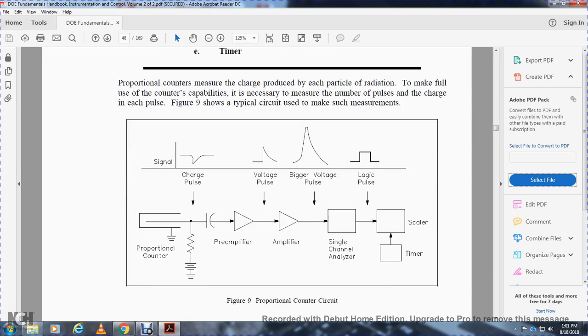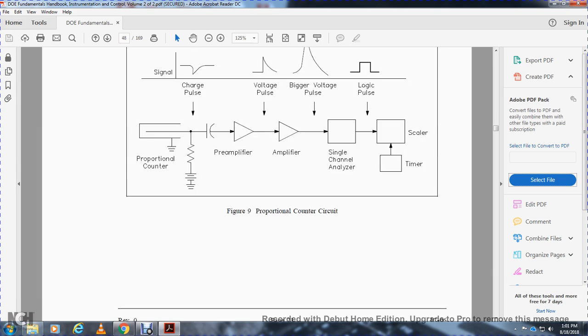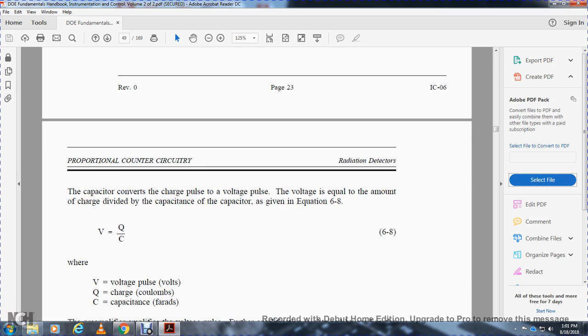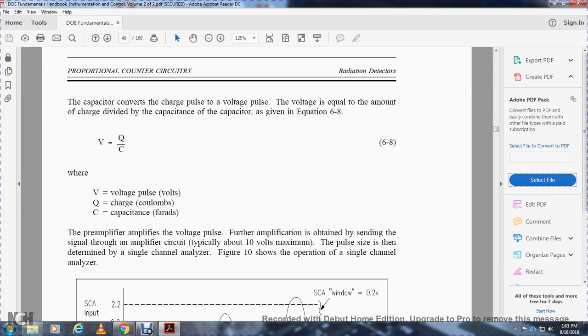The circuit consists of the proportional counter, capacitor, preamplifier, amplifier, single channel analyzer, scalar, timer, resistor, and ground. The capacitor converts the charge of the pulse to a voltage equal to the amount of charge divided by the capacitance of the capacitor. The voltage is equal to the charge in coulombs over the capacitance in farads. The preamplifier output is further amplified by the amplifier circuit, with a typical maximum pulse size of 10 volts, which is determined by the single channel analyzer.